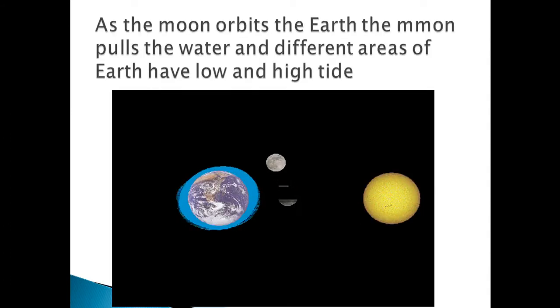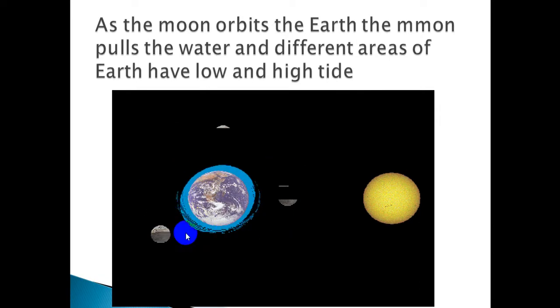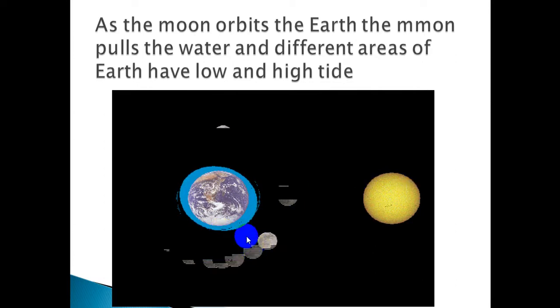Look here also at another picture for how tides form. As the moon moves around the earth, the moon pulls the water with it as it moves around the earth. But the moon pulls more water than the sun, because the moon is closer to us than the sun.